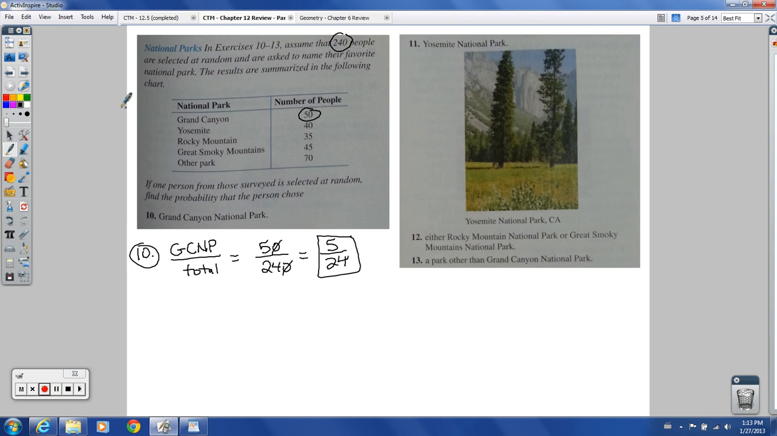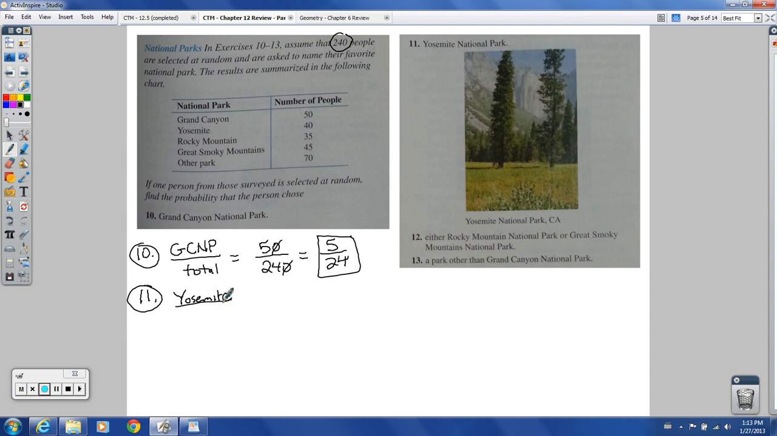Glacier National Park is another favorite of mine. That one is not on here. Shame on them for not including that one, but Grand Canyon is pretty spectacular too. They're all spectacular. Rocky Mountain, Great Smokies, great places to visit. If you don't visit the national parks, shame on you. Shameful.